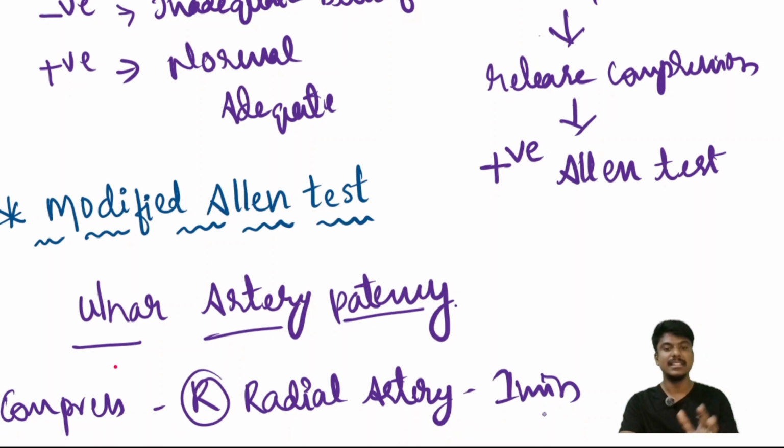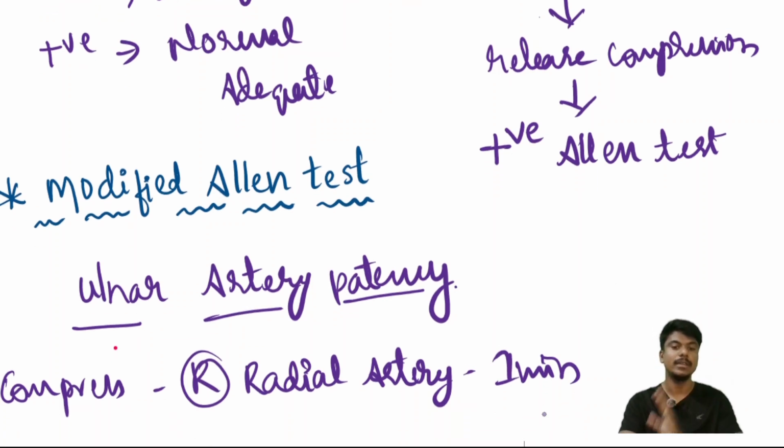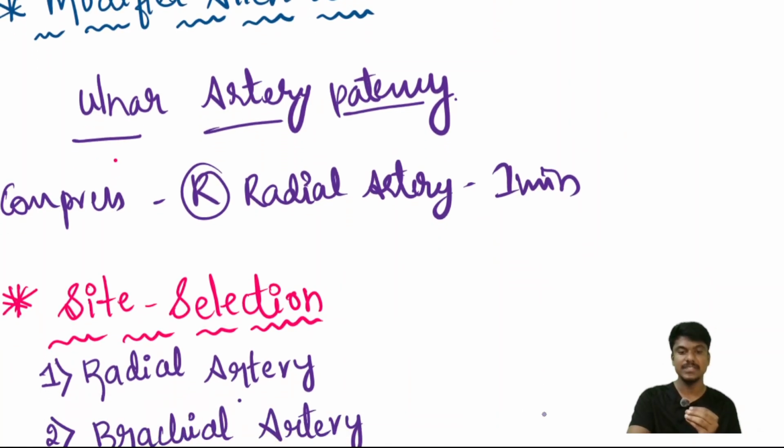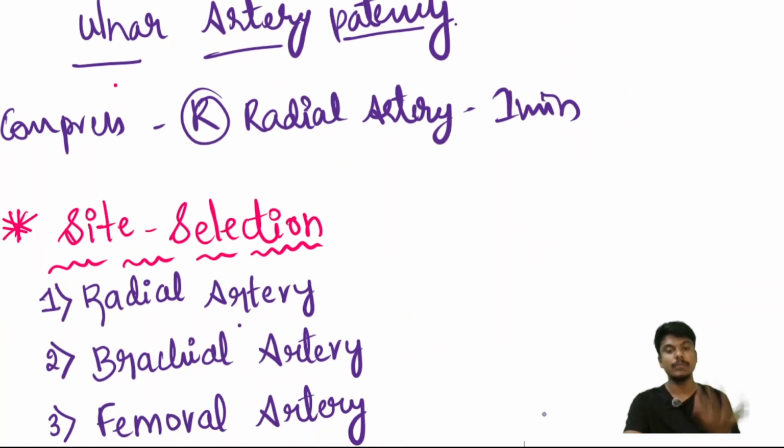Always keep in mind that the modified Allen test is about the ulnar artery patency. The Allen test is about the collateral circulation, meaning the radial artery and ulnar artery. For taking an ABG sample, how are you going to select the site? First and foremost priority is the radial artery. First we'll go for the radial artery, then the brachial, then the femoral. If there is a negative Allen test or negative modified Allen test, we'll go for the brachial artery.